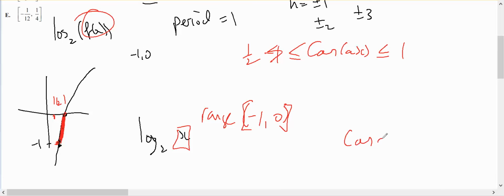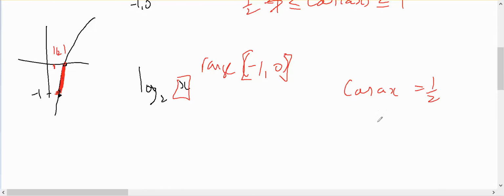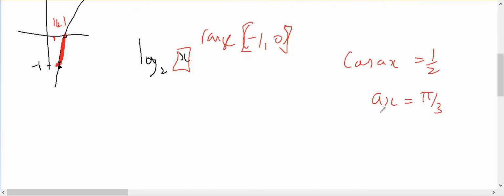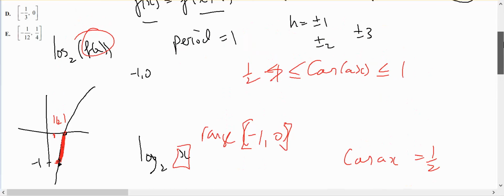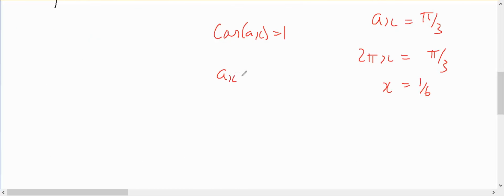So if the cos of ax equals 1/2, that means ax equals pi on 3, and since a is 2 pi, that's 2 pi x equals pi on 3, therefore x equals 1/6. And at the other end, the cos of ax has to equal 1, therefore ax will equal 0, therefore x will equal 0. So one possible interval is 0 to 1/6.